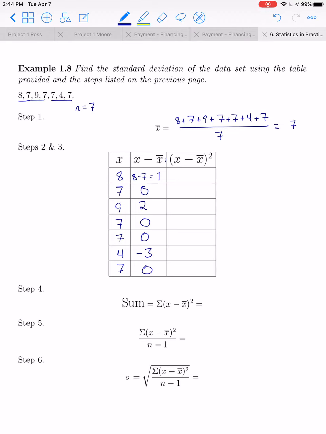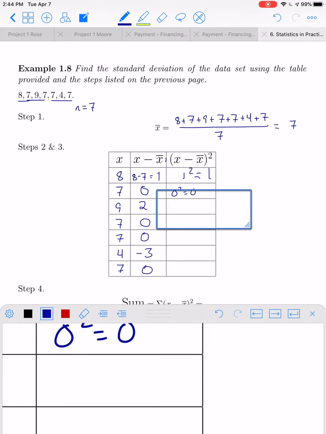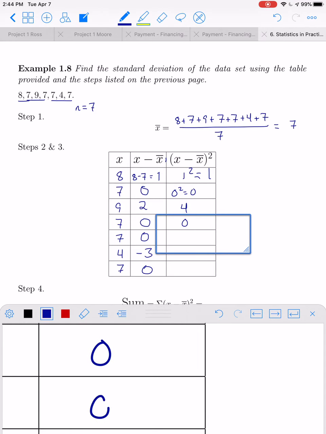So as we come over to x minus x bar squared, we'll have 1 squared, which is just 1. And we keep going. 0 squared is 0. And I'll leave off with some of these. 2 squared is 4, of course. 0 squared is 0. 0 squared is 0.